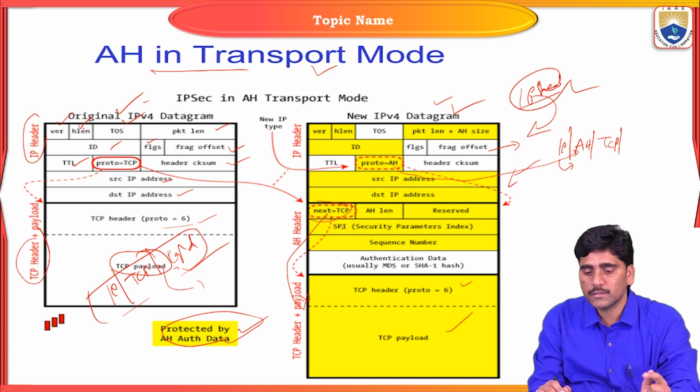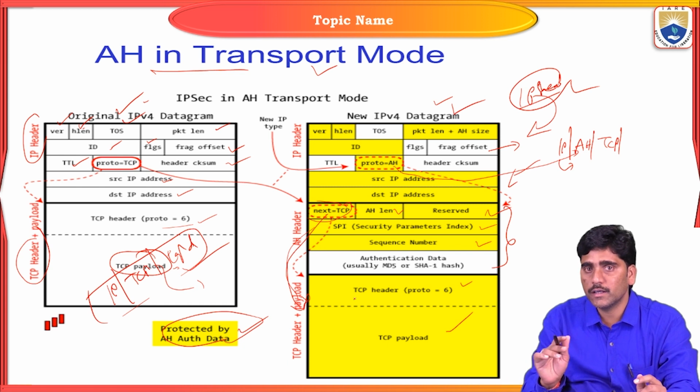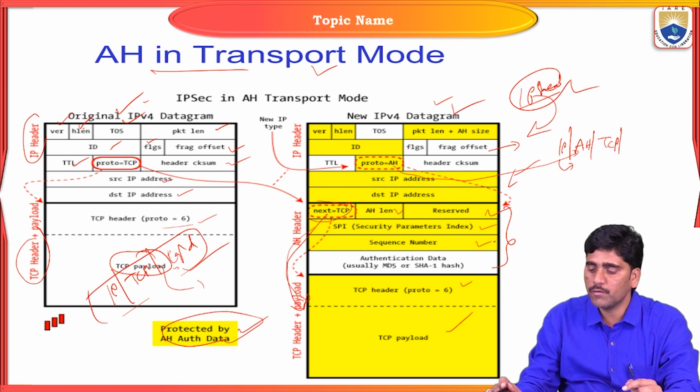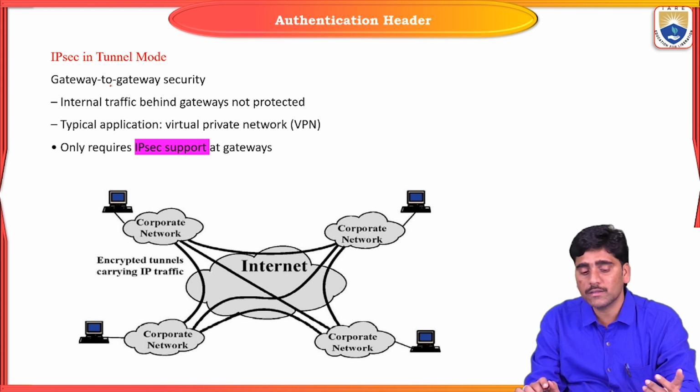Here the authentication header contains the next header, authentication header length, reserved field, security parameters index field, and sequence number field. These are all authentication header fields. Along with these fields, the next header indicates that the next header is a TCP header. In this way we can understand that IPsec provides security services in transport mode with the help of the added authentication header.